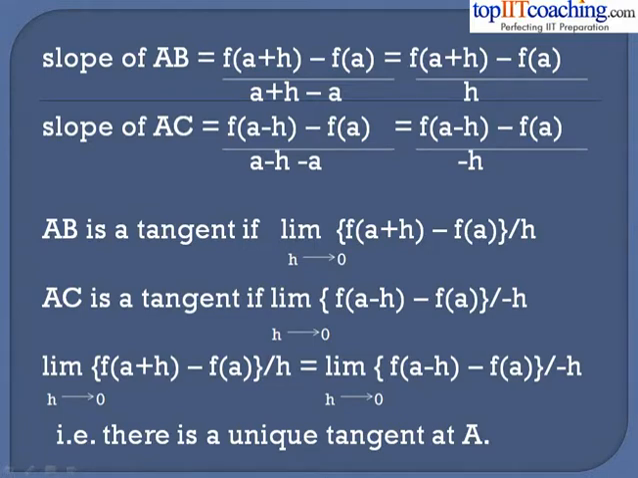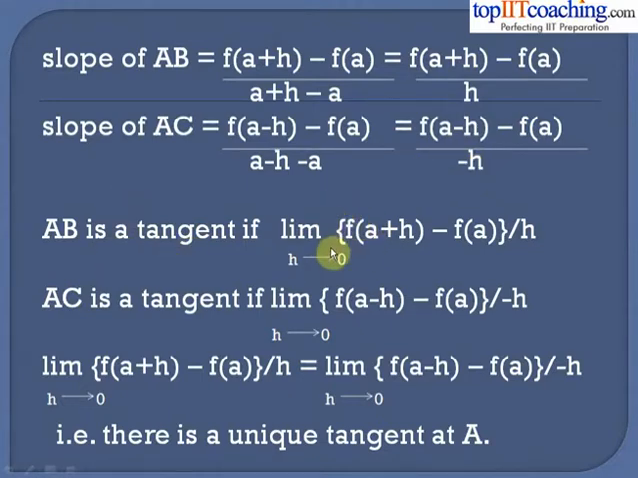So from the previous figure, we see that the slope of AB is equal to f(a plus h) minus f(a) divided by a plus h minus a, which is equal to f(a plus h) minus f(a) divided by h. Similarly, the slope of AC is equal to f(a minus h) minus f(a) divided by a minus h minus a, and this is equal to f(a minus h) minus f(a) divided by minus h. Now AB is a tangent.